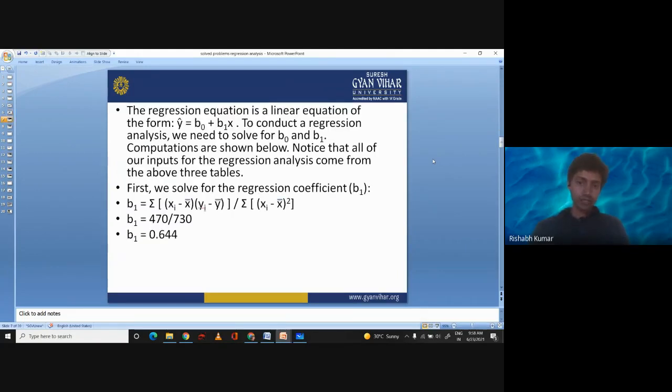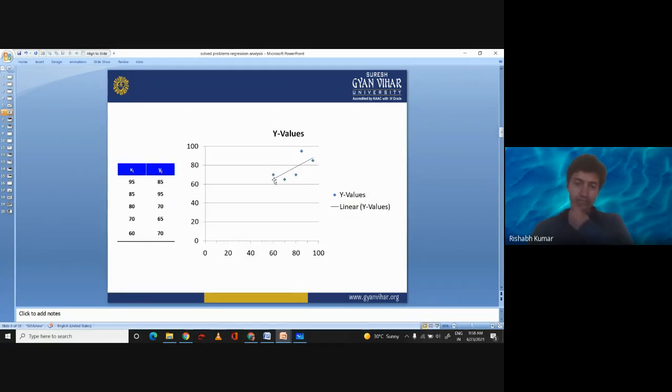So the regression equation is a linear equation of the form. We know that because here we have two variables. And from the graph itself, from the scatter plot itself, we can see that we can generalize the trend in the data with a straight line.